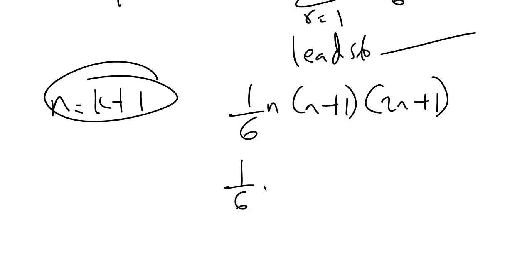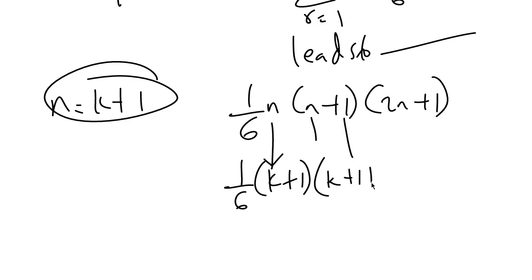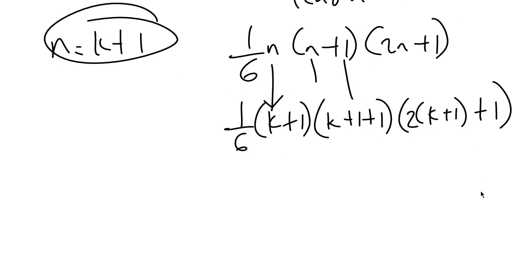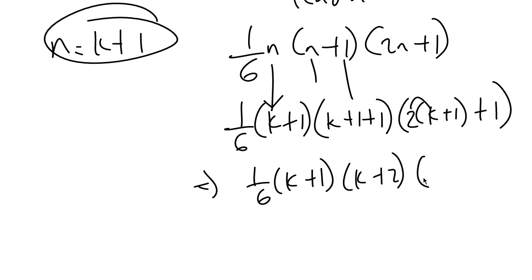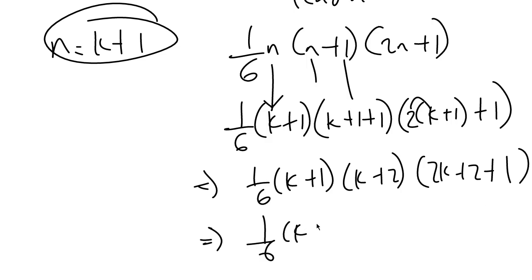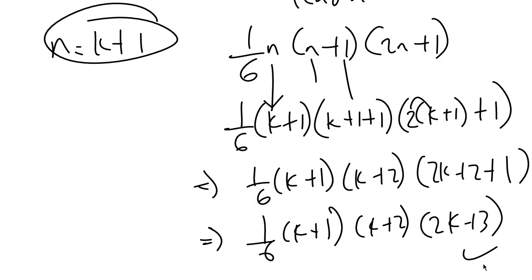So what would that be? 1 over 6 into k plus 1. Are you following? Because this n now is k plus 1 into n, which is k plus 1, into 2 into n, which is k plus 1 plus 1. Then after that, what you now simplify will be 1 over 6 into k plus 1 into k plus 2. Then on expansion of this, you have 2k plus 2 plus 1. Then that will give you 1 over 6 into k plus 1 into k plus 2 into 2k plus 3. So this is where it's leading to.